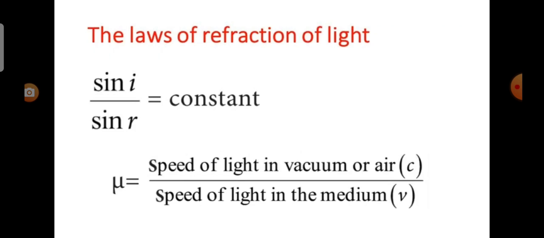And we see the laws of refraction of light. The incident ray, the refracted ray, and the normal to the interface of two transparent media at the point of incidence all lie in the same plane. The ratio of the sine of the angle of incidence to the sine of the angle of refraction is a constant for light of a given color and for the given pair of media. If i is the angle of incidence and r is the angle of refraction, then sin i / sin r is equal to a constant.